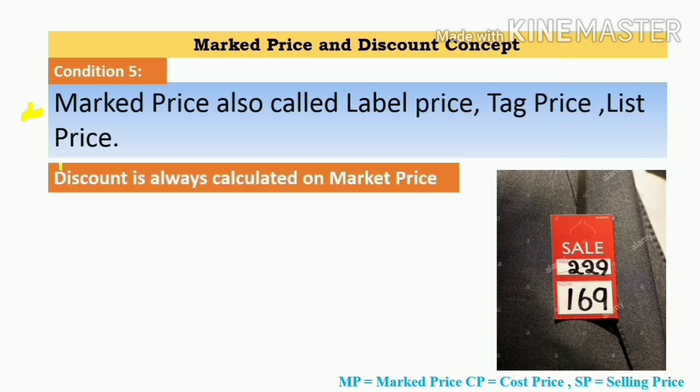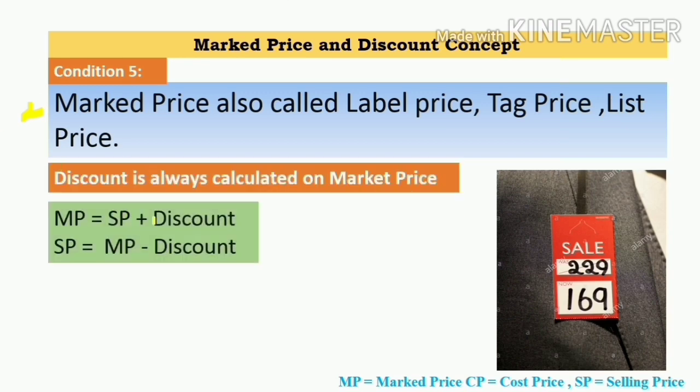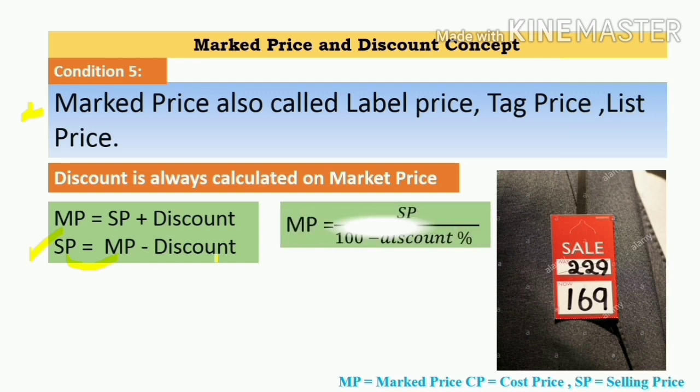So the first formula is MP equals SP plus discount. When I place this MP on this side, we get the formula for selling price: SP equals MP minus discount. But whenever MP and SP are individually asked, we do not use this type of formula. We are simply using this formula.